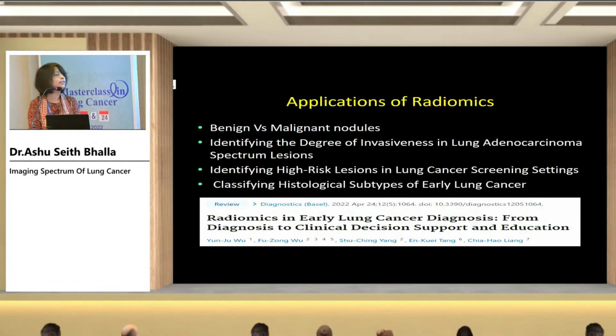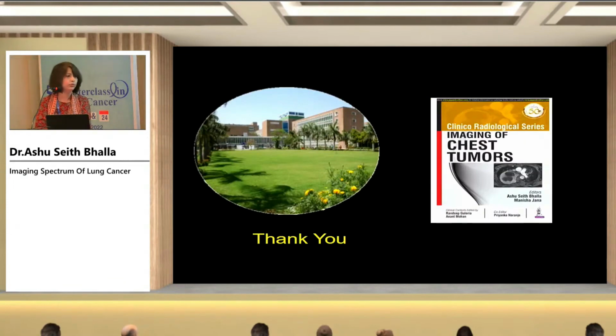So to summarize, what radiomics promises to offer, and what human reading can offer currently, is benign versus malignant differentiation, predicting a mucinous adenocarcinoma, predicting the degree of invasiveness and histological subtype, and identifying high-risk lesions, of course, in the LCS setting. I have not put the driver mutation here because I don't think we are there yet. So thank you very much.